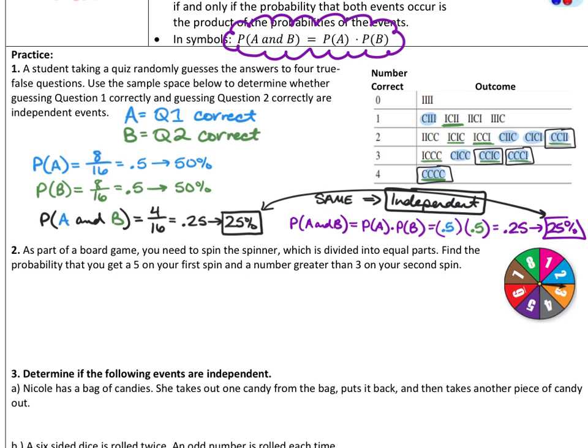As part of a board game, you need to spin a spinner, which is divided into equal parts. Find the probability that you get a 5 on your first spin and then a number greater than 3 on your second spin. Okay, here's what I know. Event A is going to be that we get a 5. Event B is going to be the event that we get a number greater than 3.